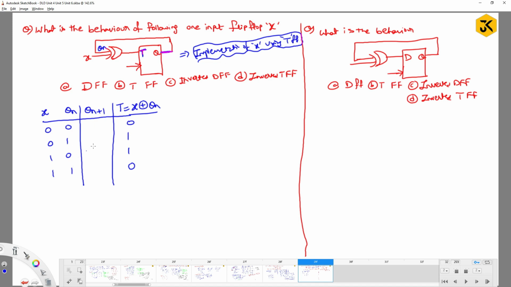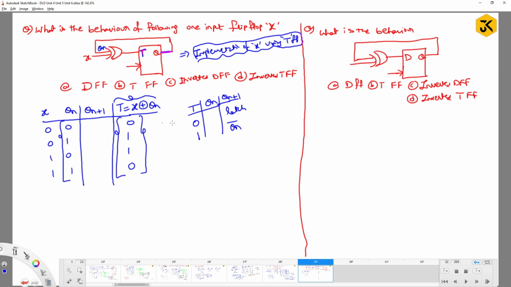So try to observe, when you have T as input, Qn is the present state. What might be the next state? What you have to know here is how the T flip-flop is behaving. T is the input, Qn is the present state, and what might be Qn plus 1? When T is 0, it acts as a latch mode. When T is 1, it acts as a toggle mode. I hope you remember this point.